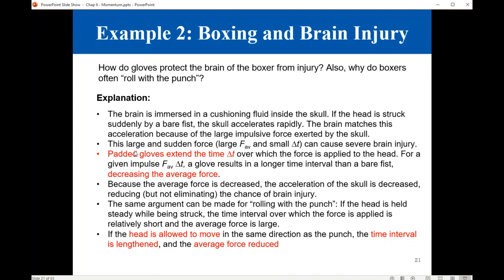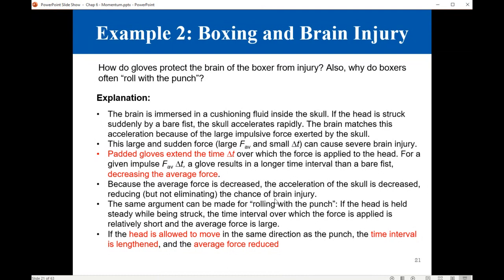But when the boxers use padded gloves, it will extend the action time. When the action time is extended, then the average force will be reduced because the product is the same. The product of the average force by delta T is the same. If delta T increases due to the padded glove structure, then the average force will be reduced, okay? Increasing the time will lead to decreasing the average force, and this will reduce the risk of injury.